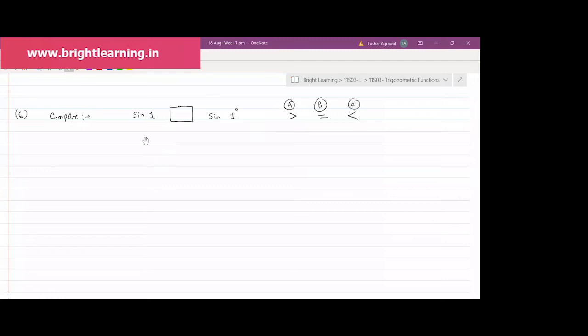Those who have finished solving the first question, for them, the sixth and seventh questions are exactly the same, 6.1 and 6.2. Same, compare.